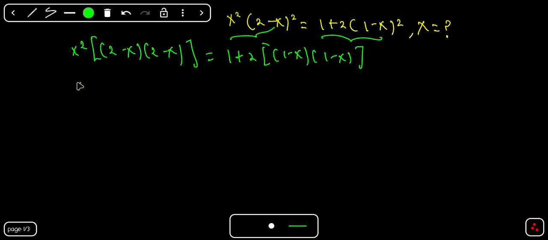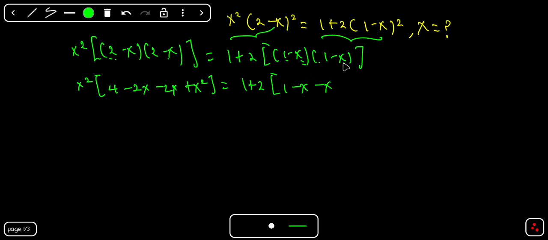Then that will be x raised to the power of 2, then into bracket 2 times 2 will give us 4, 2 times negative x will give us negative 2x, negative x times 2 will give us negative 2x, negative x times negative x will give us positive x squared, which is equal to 1 plus 2, then into brackets. 1 times 1 will give us 1, 1 times negative x will give us negative x, negative x times 1 will give us negative x, negative x times negative x will give us positive x raised to the power of 2. So this will be x raised to the power of 2, then into bracket 4 minus 4x plus x raised to the power of 2.